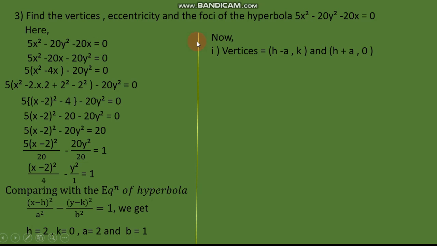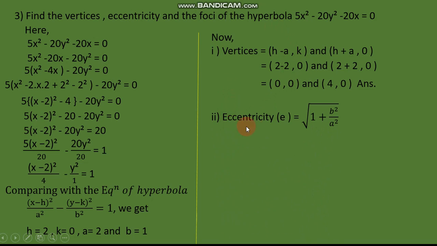Now we have the final result. The vertices are (h − a, k) and (h + a, k). The value of k is 0, so we can write 0 in the next step. Putting values, 2 − 2 = 0 and 2 + 2 = 4, so the vertices are (0, 0) and (4, 0). These are the vertices of the hyperbola.